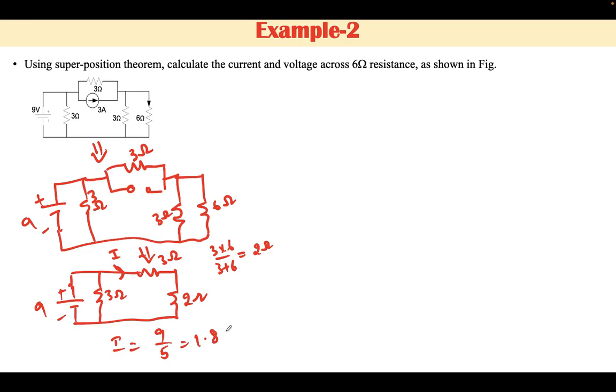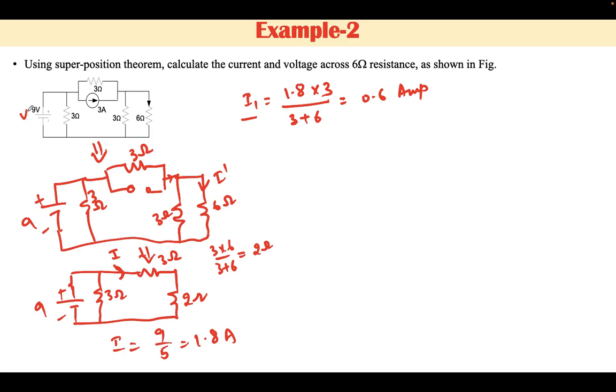This is 1.8 ampere. This current is flowing in this parallel combination of this branch, and hence the current through 6 ohm resistance, let's consider it is I dash, and I dash due to one source, 1.8 is the total. Applying the current division rule, that is total current multiply resistance of opposite branch divided by sum of resistance, which is equals to 0.6 ampere. Now this is the current due to 9 volt source.